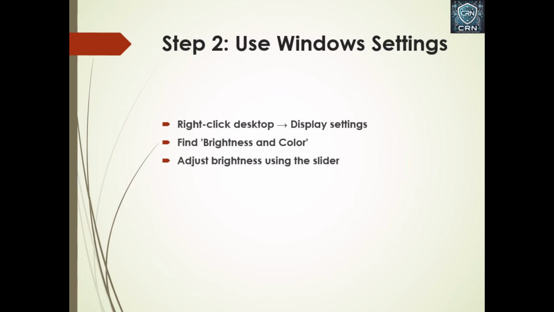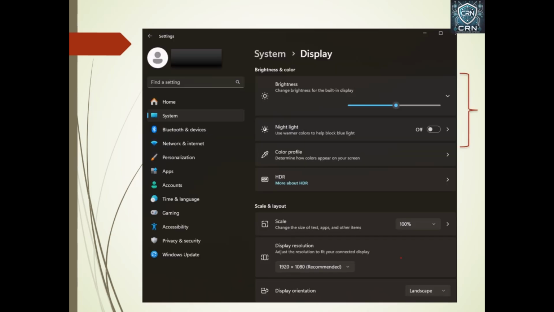And the other one is use Windows settings. Just right click your desktop, display settings, find brightness and color, adjust brightness using the slider. Just drag your mouse, increase or decrease, then the brightness will be adjusted according to that.